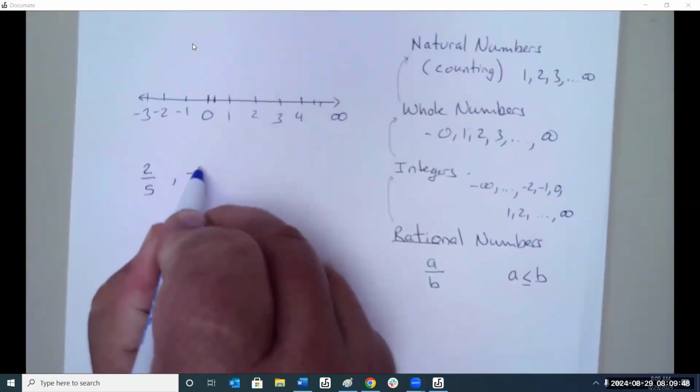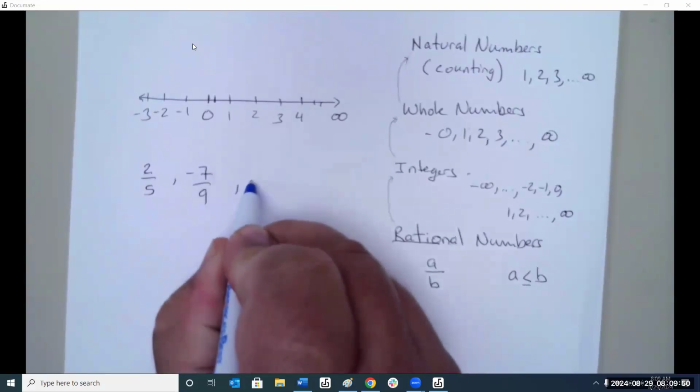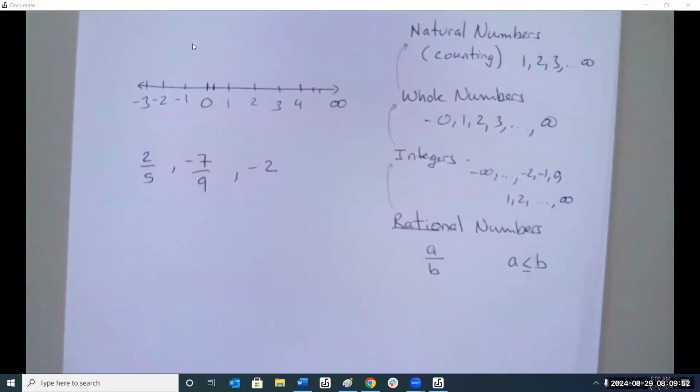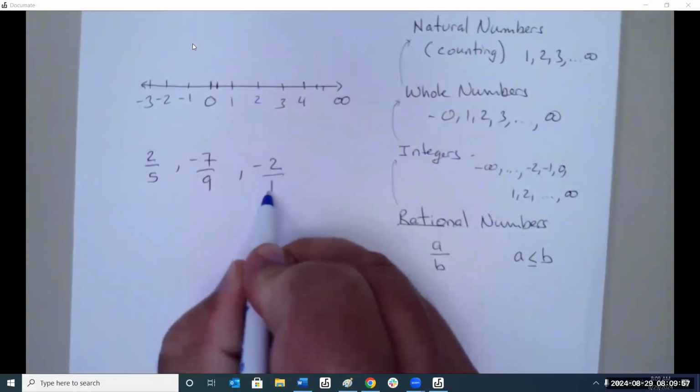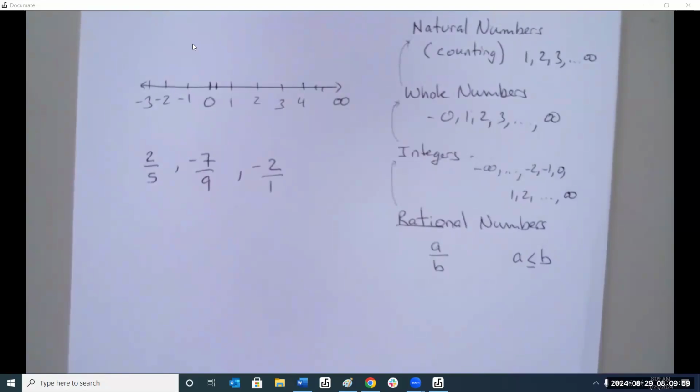2/5, -7/9, -2. Those are all rational numbers, because if there's nothing on the bottom, there's automatically a 1 on the bottom. All right.